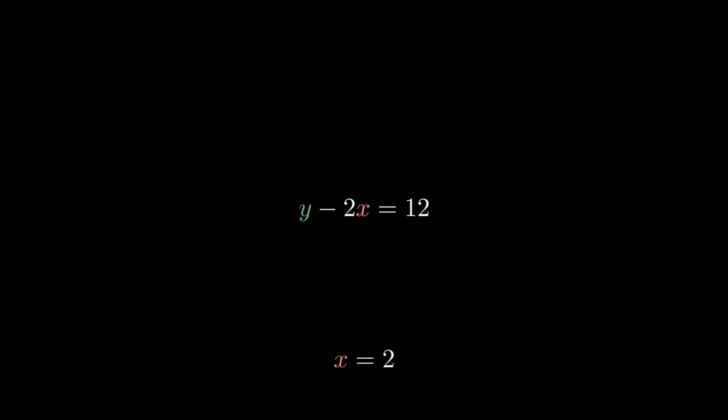I'm going to choose the lower equation because it looks faster and easier. So replace that x with 2, simplify that to 4, and solve for y by moving that to the other side. And now we have y equals 16. Pair that with x equals 2, and now we have a coordinate, (2, 16).